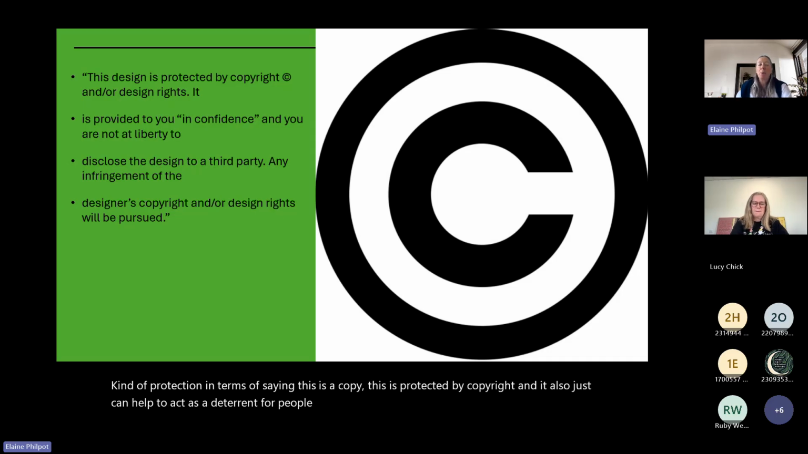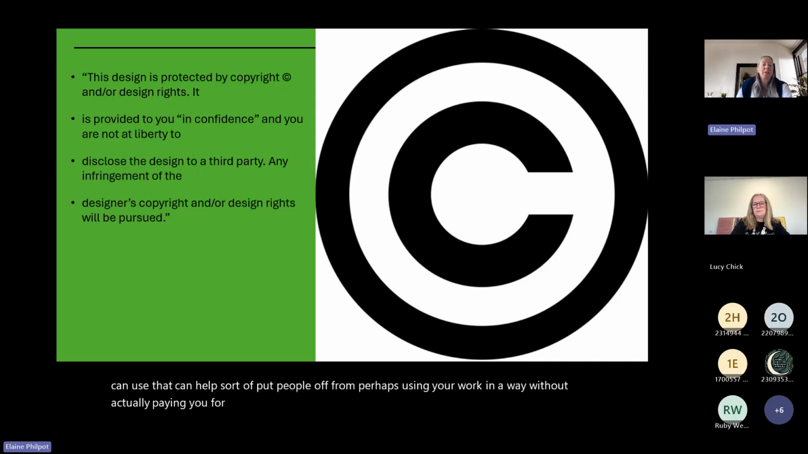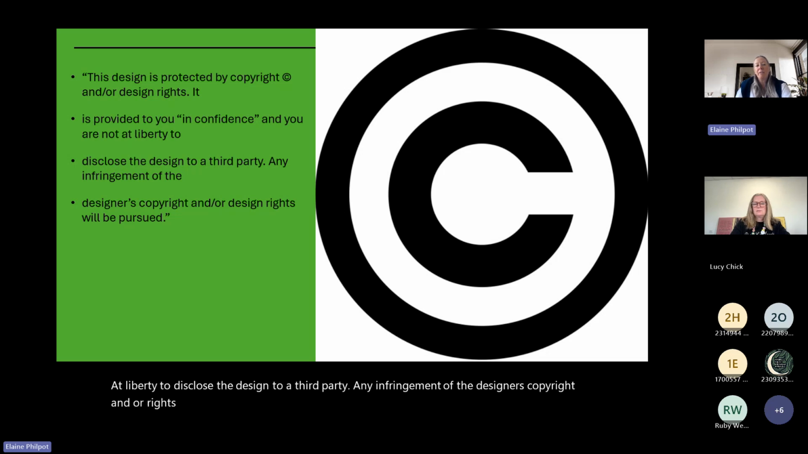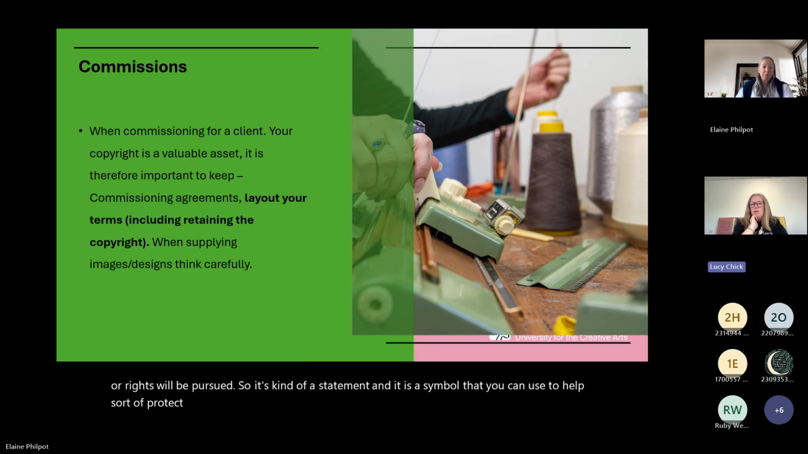So there are some simple methods you can use that can help put people off from perhaps using your work without actually paying you for it or copying it. So it's provided to you in confidence, and you are not at liberty to disclose the design to a third party. Any infringement of the designer's copyright or rights will be pursued. So it's a statement, and it is a symbol that you can use to help protect your work. You would usually have that somewhere on your website or on contracts.